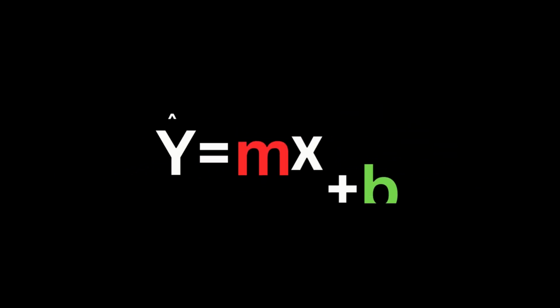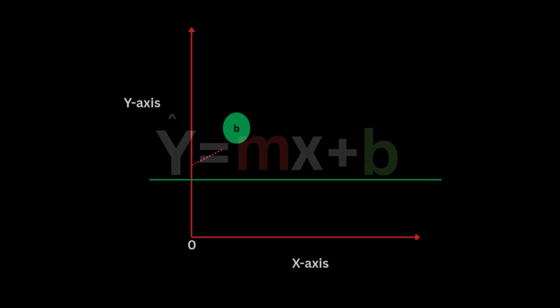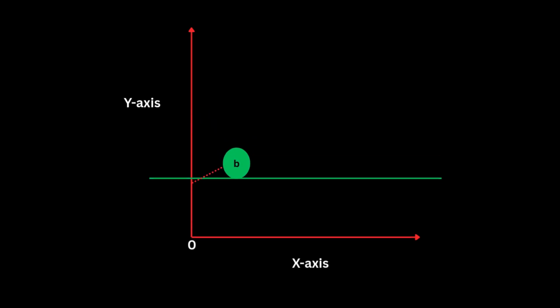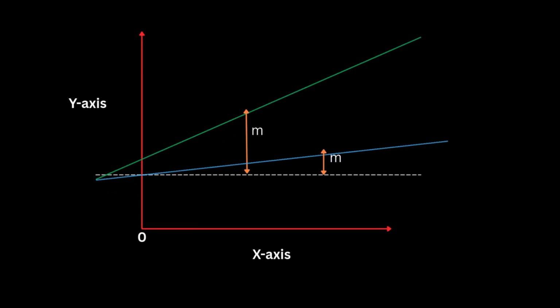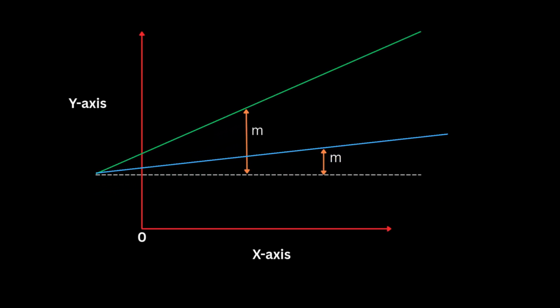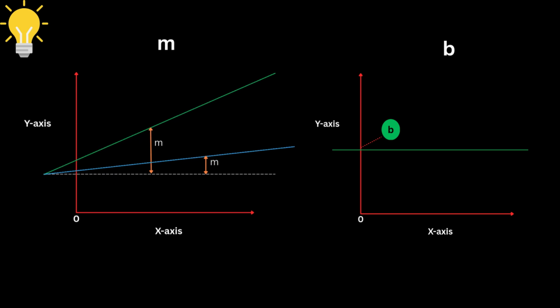Let's pause for a second and zoom out. This simple equation gives us two powerful controls. One control lets us move the line up and down. The other control lets us tilt the line left or right. That's it. That's the core idea. With just these two adjustments, we can draw any straight line we want.